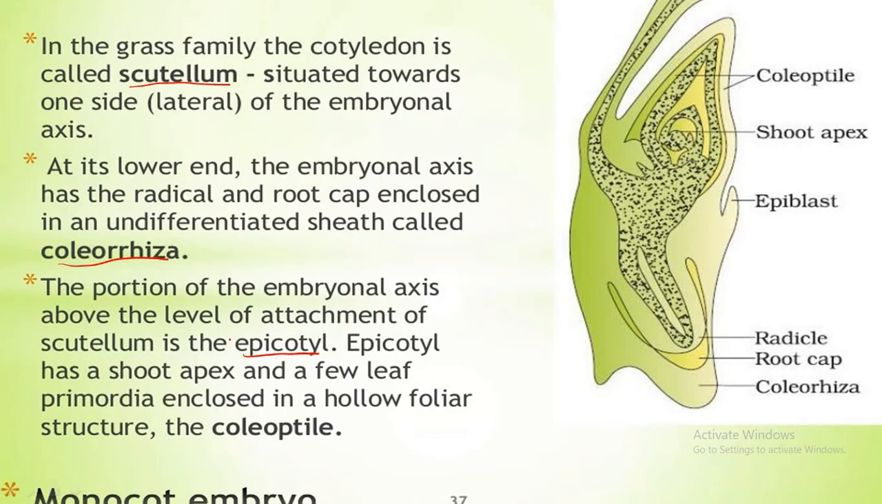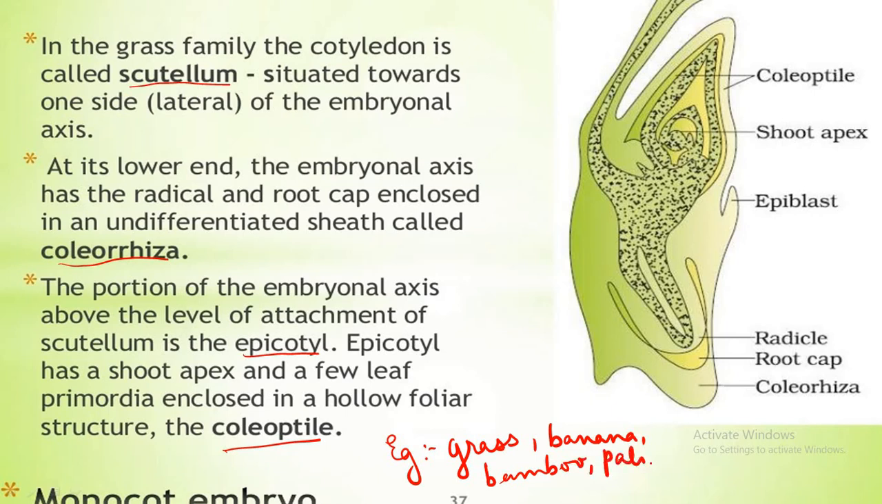Epicotyl has a shoot apex and a few leaf primordia, enclosed in a hollow foliar structure called coleoptile. Examples are grass, banana, bamboo, palm, etc. So you can see this structure.